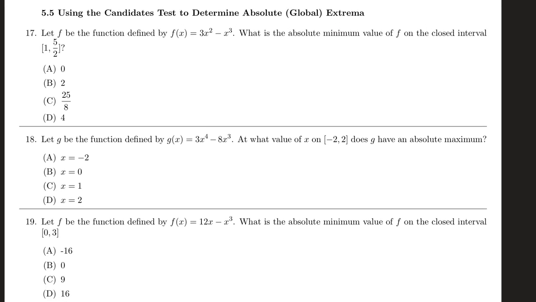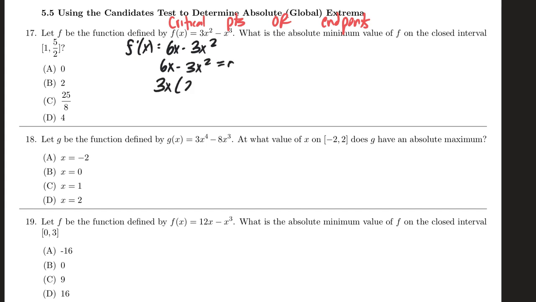This one's all about finding absolute extrema. So remember, there's 2 places absolute extrema can happen: at critical points or endpoints. All right, so to find critical points, we take the derivative, and then we set it equal to 0. And this one, I'll just factor out 3x. Get x equals 0 and x equals 2.